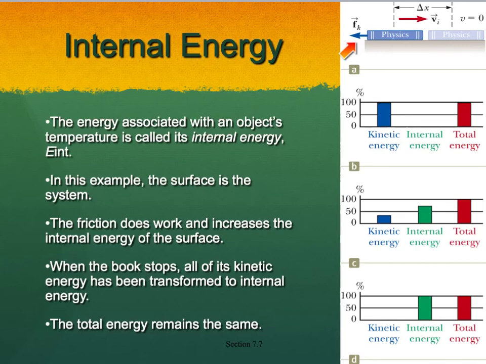If you're just sitting at your desk right now, you can rub your hand across the table and you can feel that the temperature is increasing. It feels warmer. So all you're doing is giving that surface some internal energy.